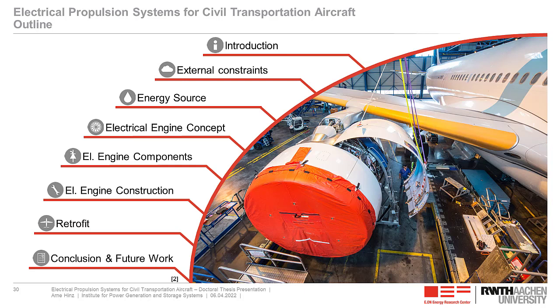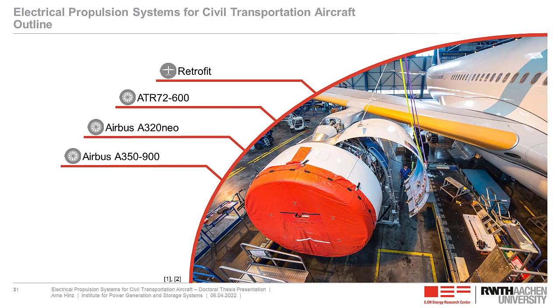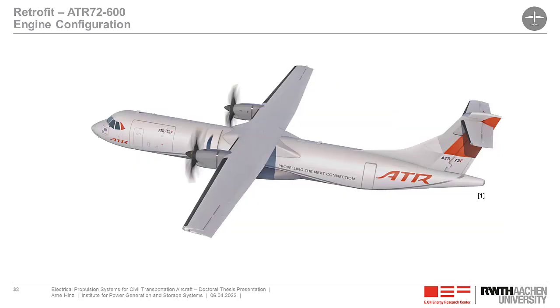With this, we have information about efficiency, size, and operation. So the holistic model is there and ready for retrofit. We looked at the ATR72-600, the Airbus A320neo, and the Airbus A350-900, and equipped these aircraft with the electrical engine. Let's start with the ATR. And this is the aircraft, and that is the configuration we will apply for the electrical engines.